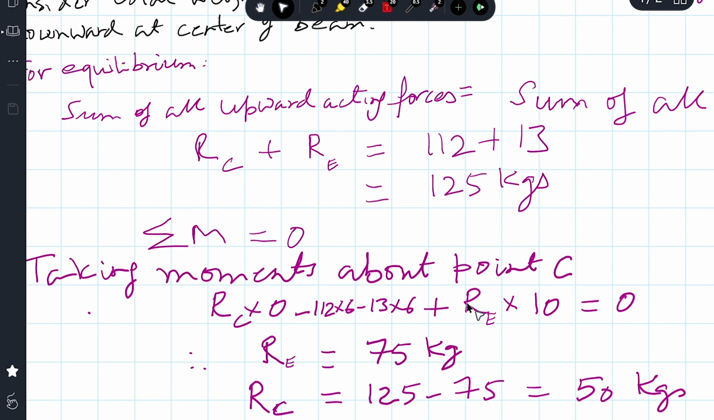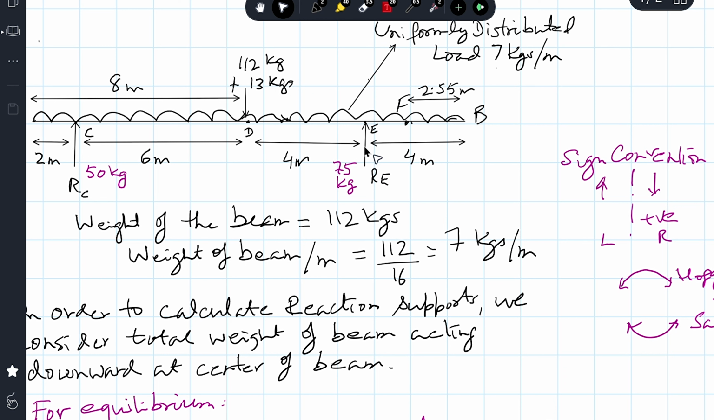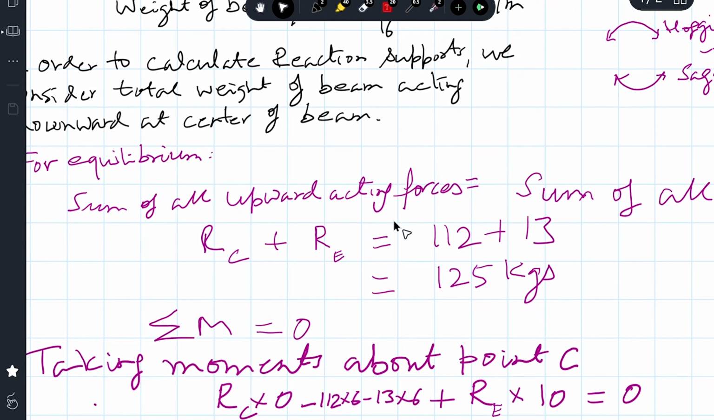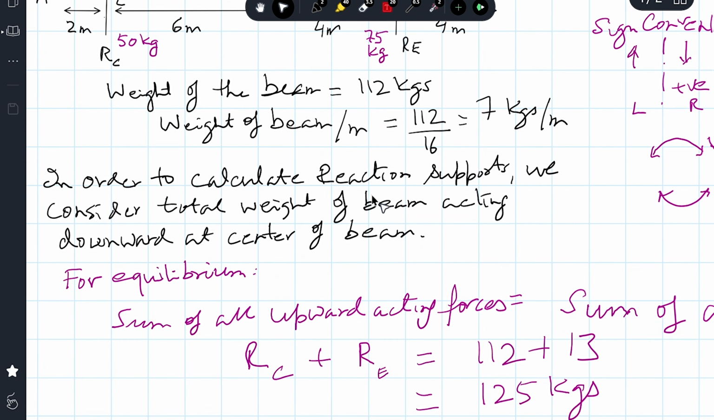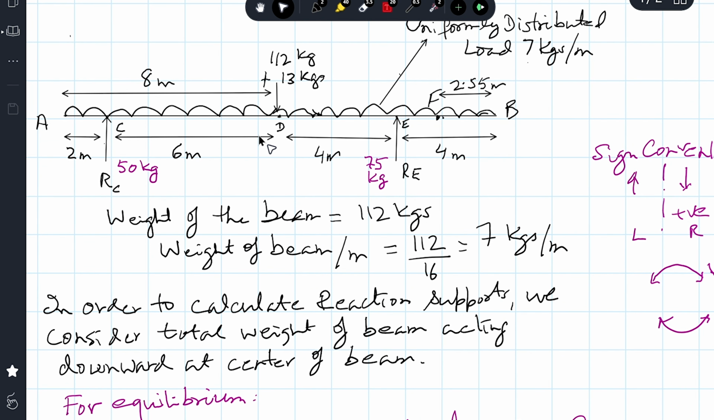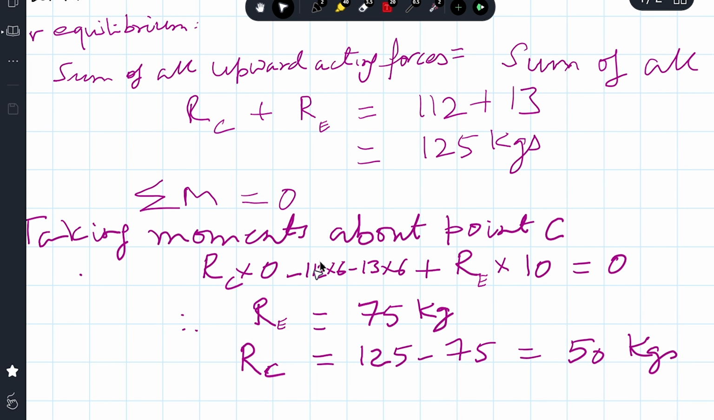Now the other reaction support, which is at point E. If I'm taking moment about point C, then this reaction force acting upward is going to cause a sagging moment. So this will be termed as positive, plus RE, the reaction force at support point E, and its distance from point C, about which I am taking moments, will be 6 plus 4, 10 meters. So this becomes my equation: the algebraic sum of all the moments equals 0.